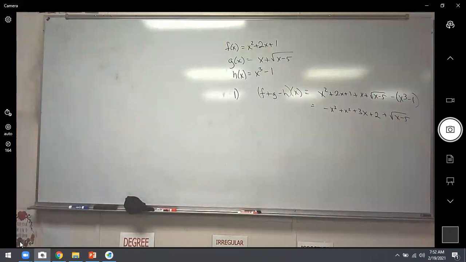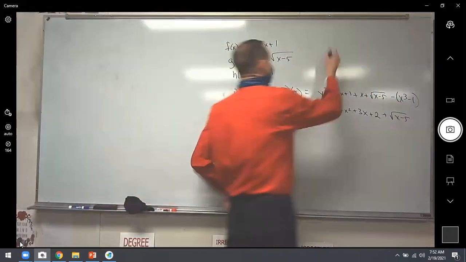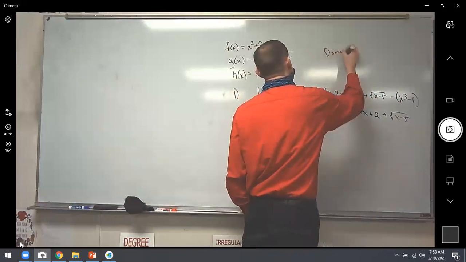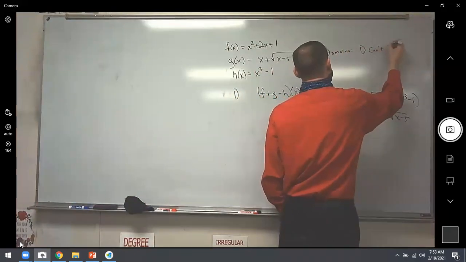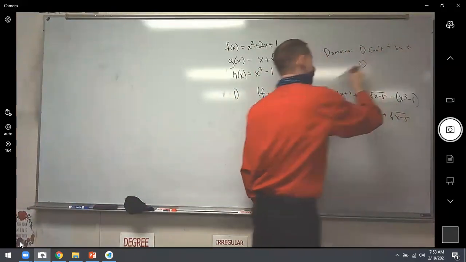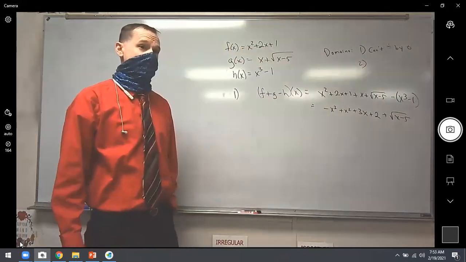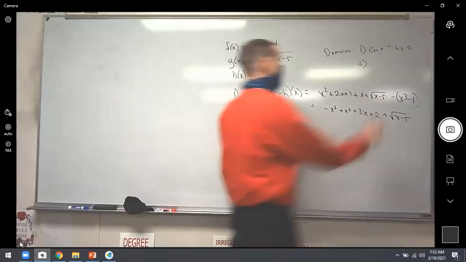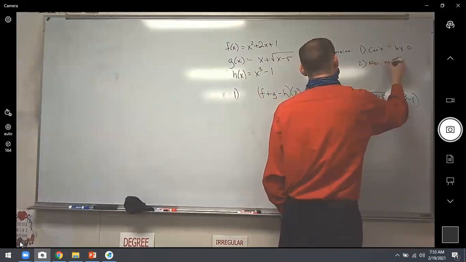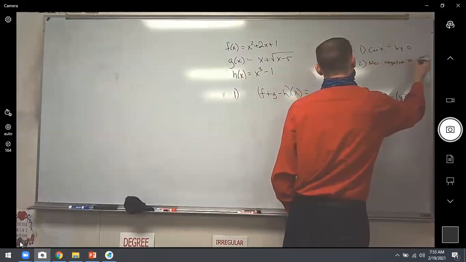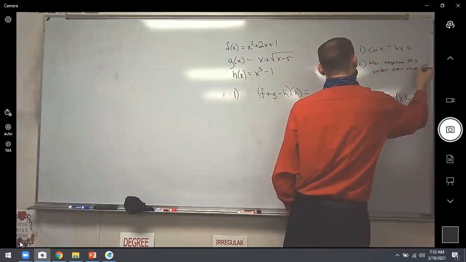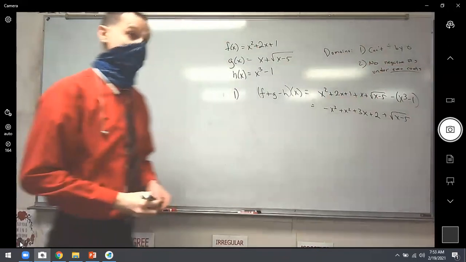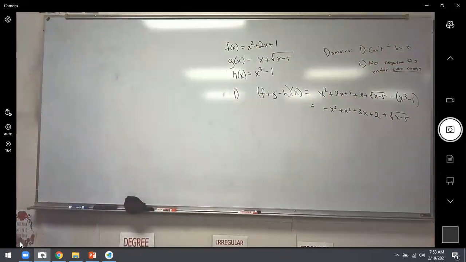They also want you to find the domain. So the two things you have to remember about domains, and this is kind of your review in itself: there are 2 things you got to watch out for. Number 1, can't divide by 0. Always got to worry about that. And the second thing to worry about is no negative numbers under even roots. If you have a negative under an even root, like a -1 under a square root, it turns all imaginary, and that's no good.